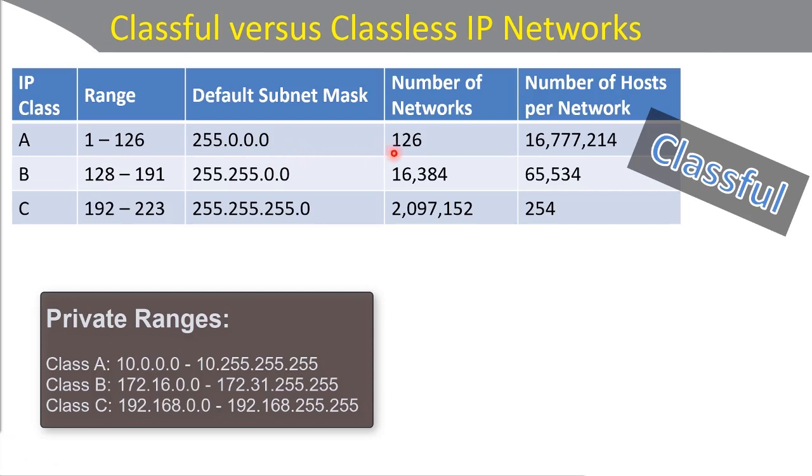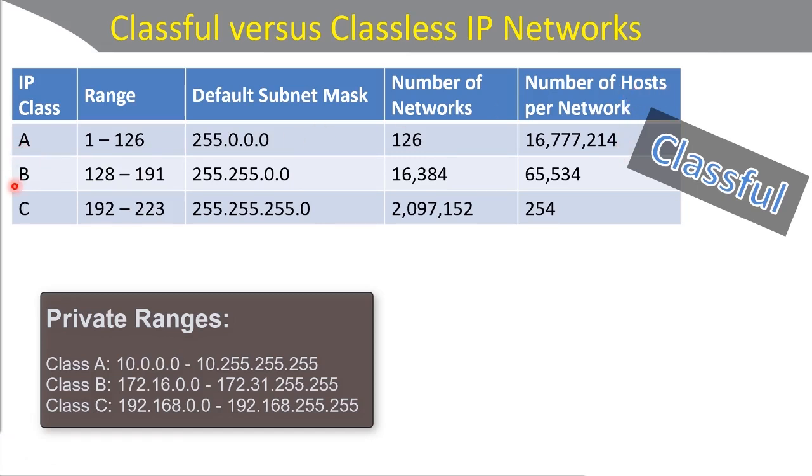And in Class A, you can have 126 networks total, but you can have lots of hosts on each network, 16,777,214. Now you may say, Dave, why not 2 to the 24th? And that's because you can't use the first or the last within any given network. The first is the network number, and the last is the broadcast number. So you can't use those for hosts.